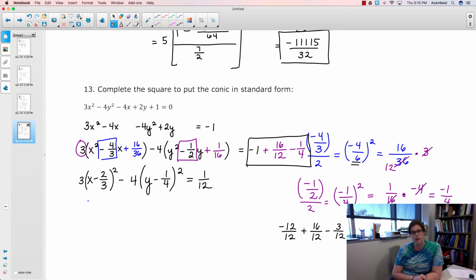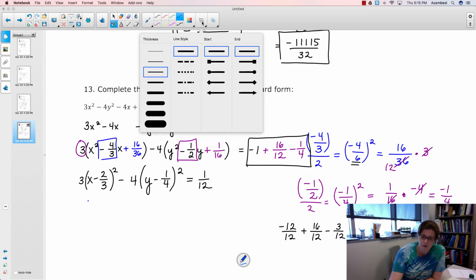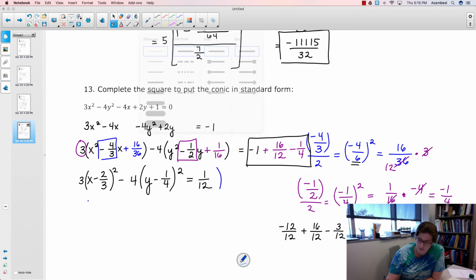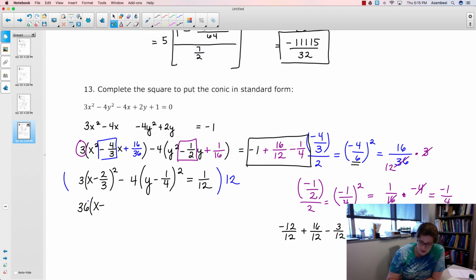Alright, so when you're dealing with a conic section, it has to be equal to 1. So I am multiplying this whole thing by 12 so that I can get 1. And if I multiply everything by 12, 12 times 3 gives me 36. X minus 2/3 squared. And 12 times 4 is 48. Y minus 1/4 squared is equal to 1.